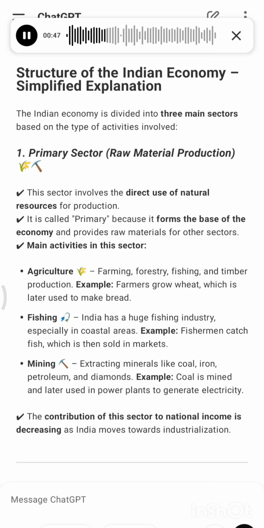Mining: extracting minerals like coal, iron, petroleum, and diamonds. Coal is mined and later used in power plants to generate electricity. The contribution of this sector to national income is decreasing as India moves towards industrialization.